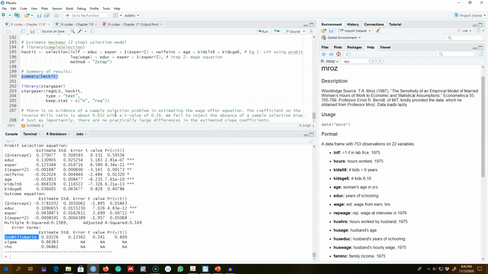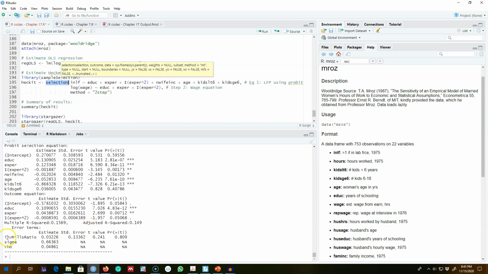So this is how you correct for the sample selection problem by using the two-step Heckman selection model. In the first step, you run a probit model, and then in the next step, you estimate your mean equation. The important thing is to look at this inverse Mills ratio and see whether there is sample selection bias.